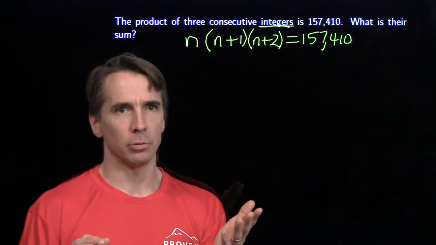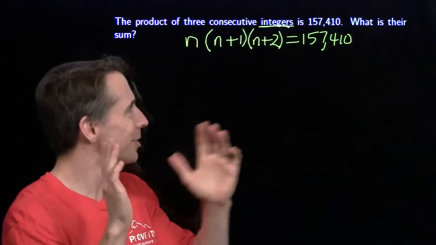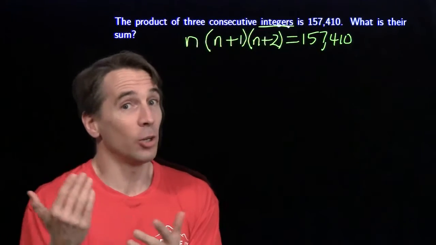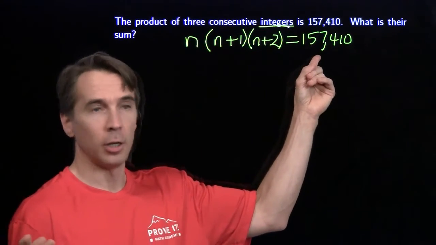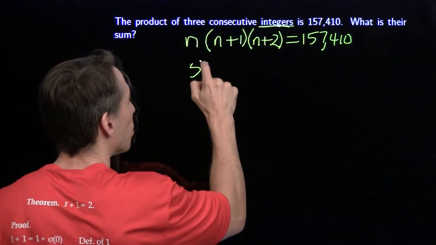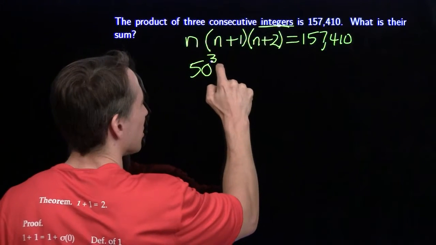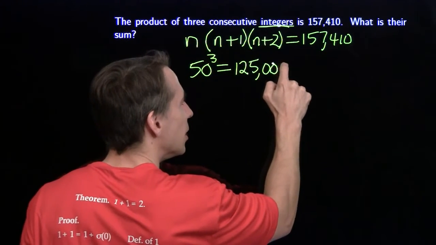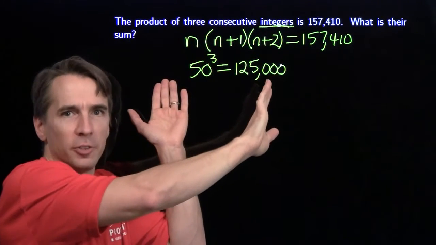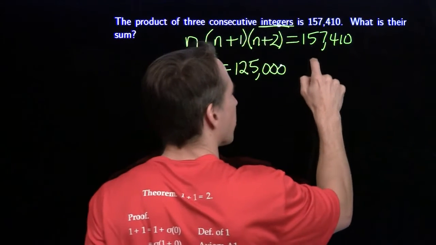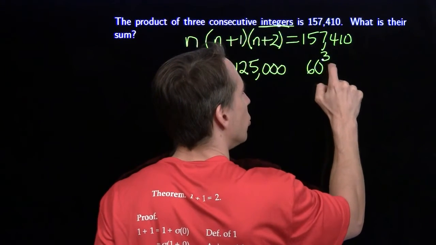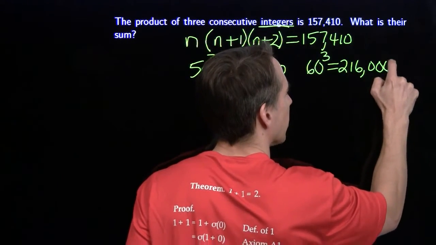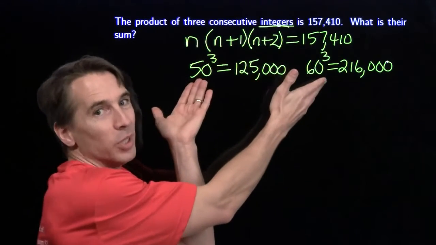10 cubed is 1,000, 100 cubed is 1,000,000, so our answer is somewhere between 10 and 100. I'm going to go right in the middle with 50, because I know that 5 cubed is 125, so 50 cubed is 125,000. It's a little too low, n's probably a bit bigger than 50. So let's check 60. 6 cubed is 216, so 60 cubed is 216,000.